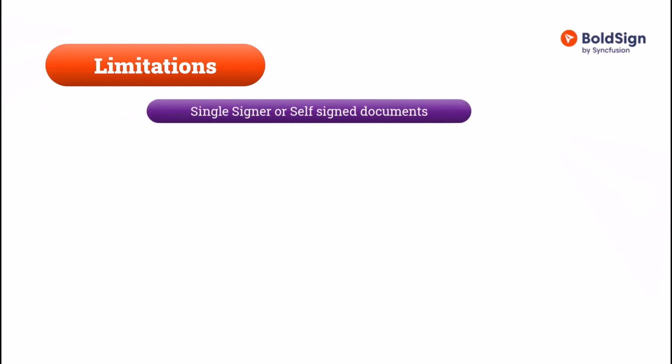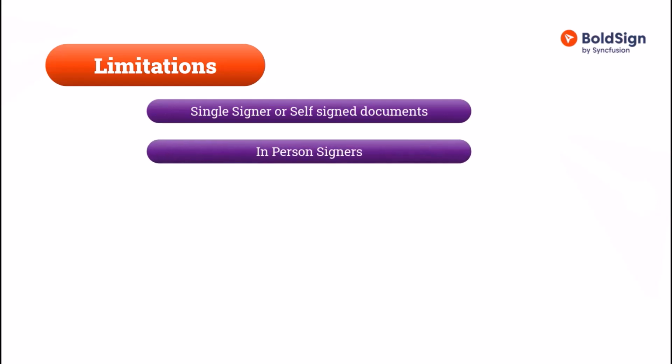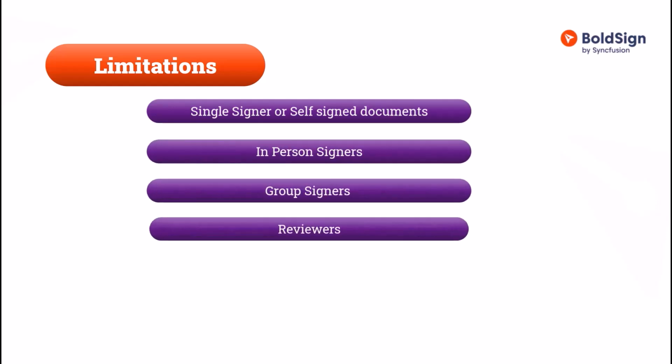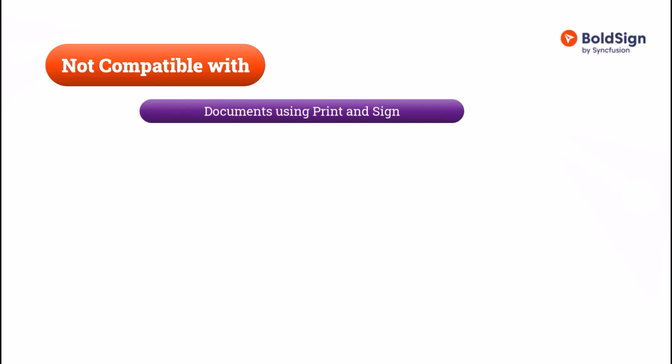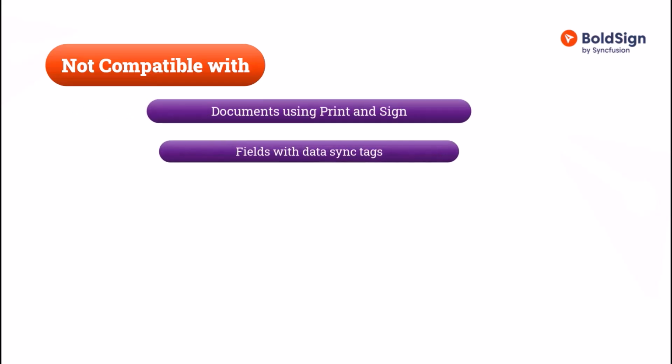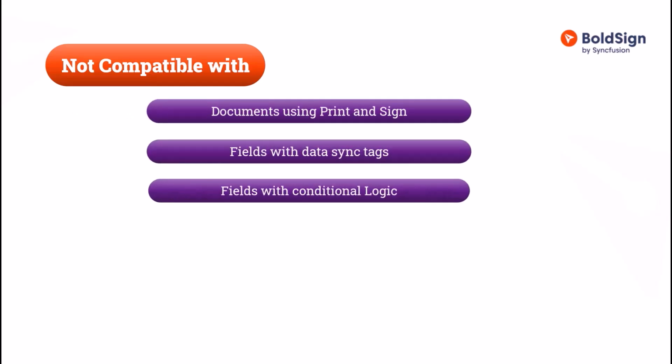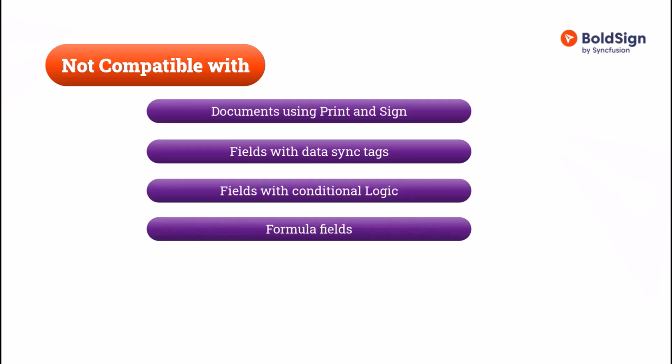Please note, the following limitations apply when working with collaborative fields. Collaborative fields are not supported for single signer or self-signed documents. Collaborators cannot be in-person signers, group signers, or reviewers. They are not compatible with documents using print and sign, fields with data sync tags, fields with conditional logic, and formula fields.